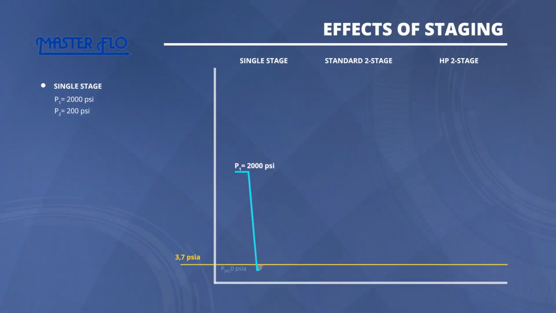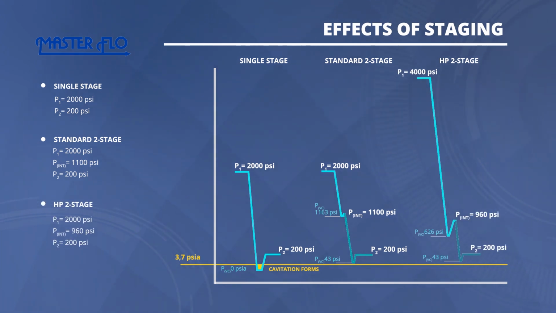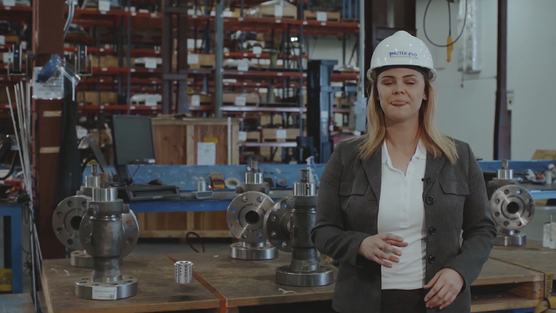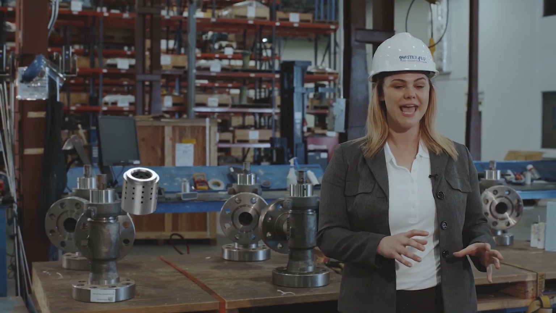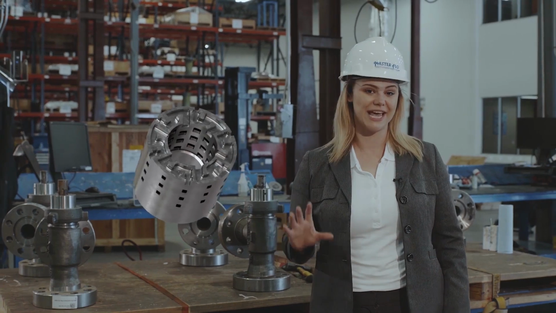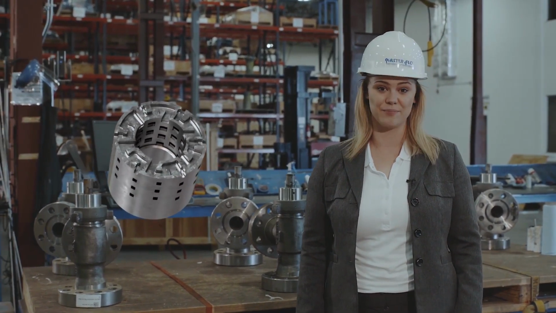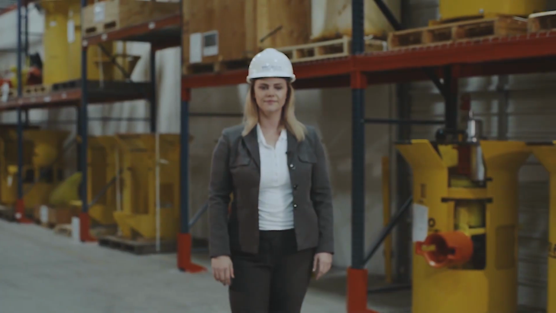The effects of staging can be seen on these graphs. When more than two stages are needed, a labyrinth style trim is employed. It features an internal plug and a labyrinth cage that allows a smooth transition between cage ports. Also, it controls the velocity throughout the labyrinth. These trims are available for liquid, gas, and multi-phase applications.